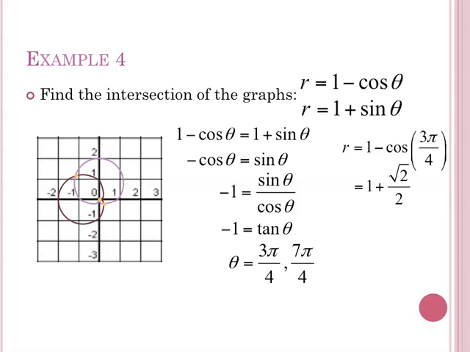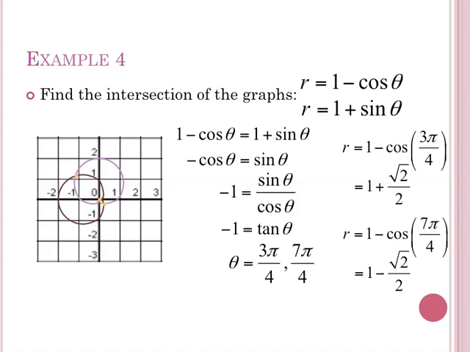Now for the second one, when theta is equal to 7 pi over 4, again it doesn't matter which equation you pick, just plug it into one of them. We'll keep with the one on top. So r equals 1 minus cosine of 7 pi over 4, and cosine of 7 pi over 4 is equal to positive root 2 over 2, which means this is 1 minus root 2 over 2. You'll notice between these two, the r value for 3 pi over 4 is much larger than the r value for 7 pi over 4. One's 1 plus root 2 over 2 and one's 1 minus root 2 over 2.